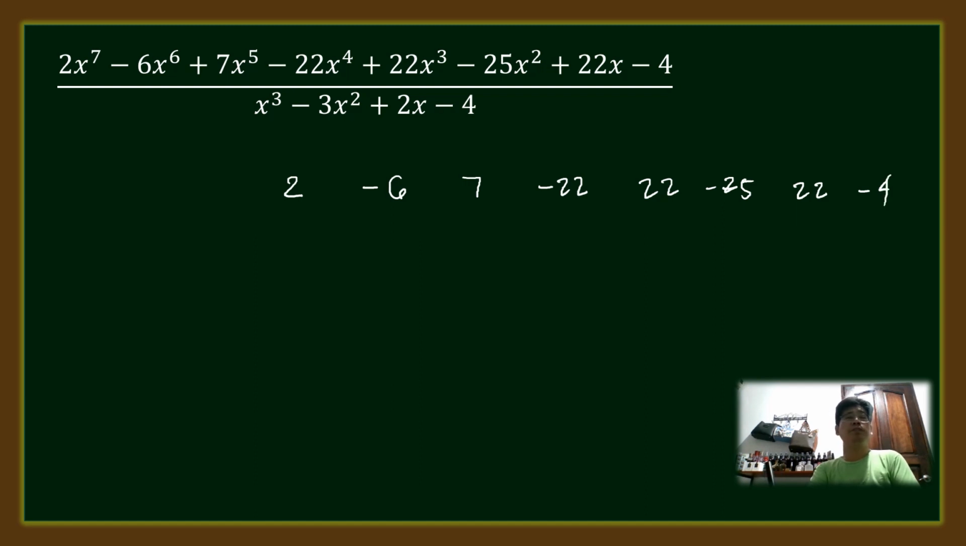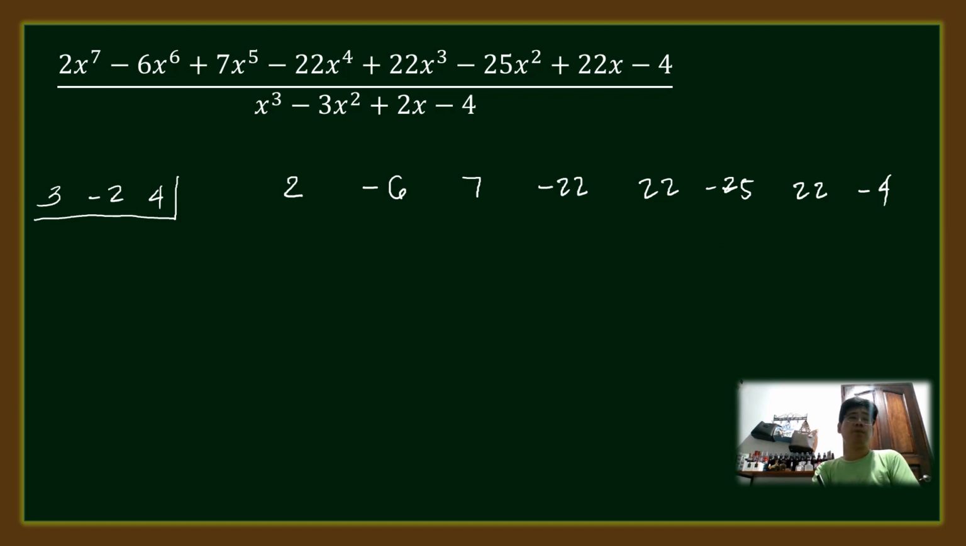For the divisor, since the degree of the divisor is 3 and the leading coefficient is 1, then for the synthetic divisor, we'll have the opposite sign of the coefficients of the second, third, and the fourth term. So we have 3, that is from negative 3x squared, negative 2 as the second synthetic divisor from 2x, and then positive 4.